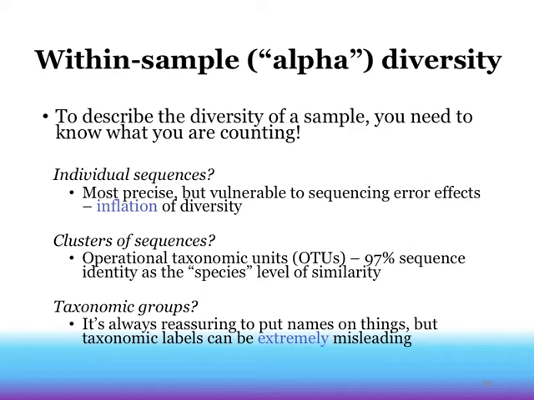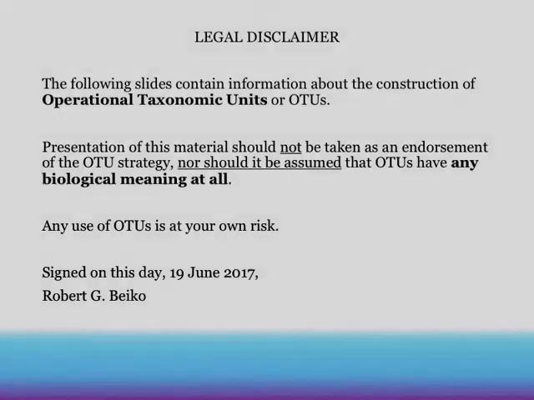Another obvious thing you might want to do: taxonomic names are often like a big warm fuzzy hug, so sometimes you might want to say, ooh, these are Bacteroides, these are Prevotella, and so on and so forth. But that approach is extremely perilous because there's Bacteroides and there's Bacteroides. Lumping them together can hide a lot of important stuff, so you have to be very, very careful about that. I've got some examples for you later on.